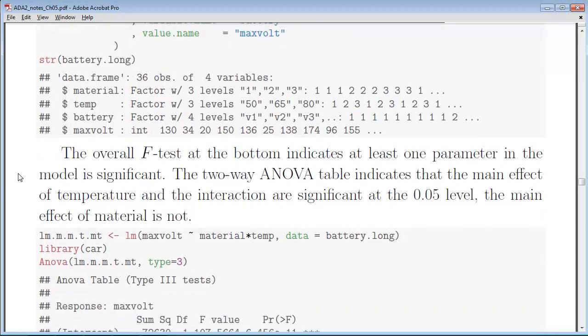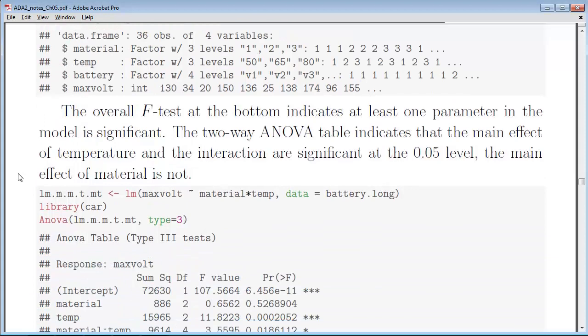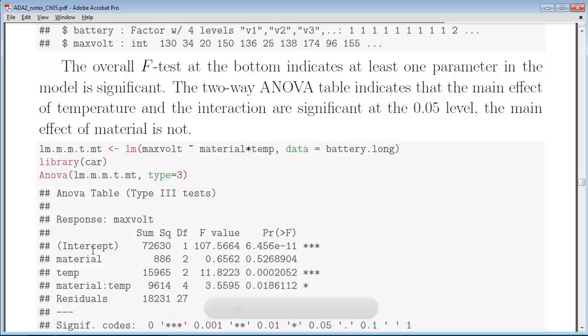Great. So let's fit the full interaction model with material and temp as main effects, as well as the interaction between materials and temperature. And one thing I've pointed out previously is that this multiplication sign actually expands the model out into these three components: the material as a main effect, the temp as a main effect, and material colon temp. That colon indicates the interaction.